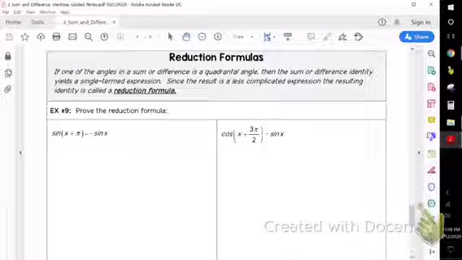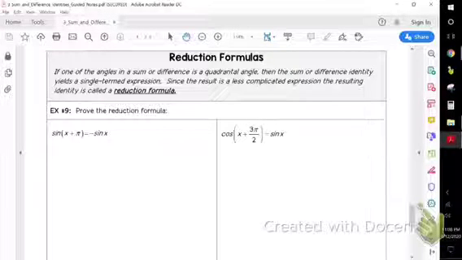Okay, reduction formulas. It says if one of the angles in a sum or difference is a quadrantal angle, remember that means it lies on the quadrant, so it's 0, 90 degrees, 180 degrees, 270 degrees, or 360 degrees. Okay, or their radian measurements.